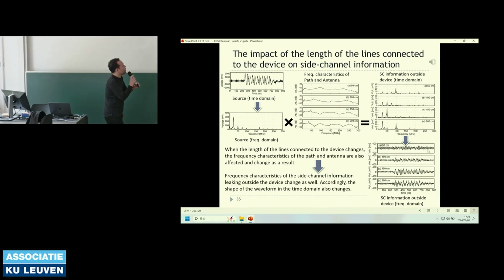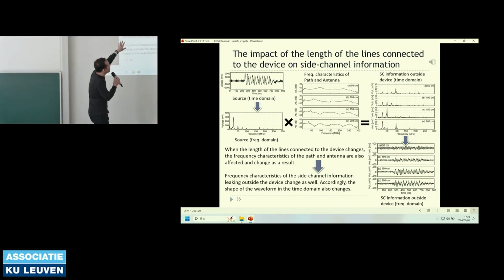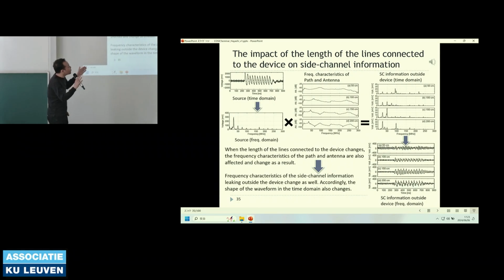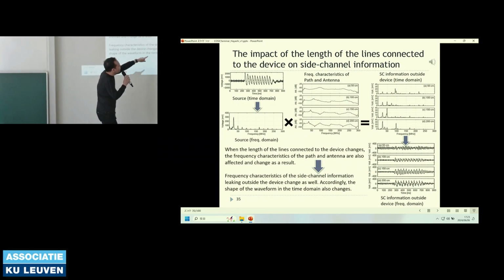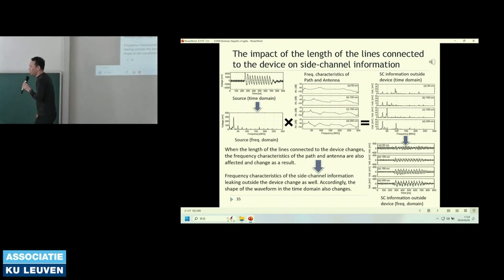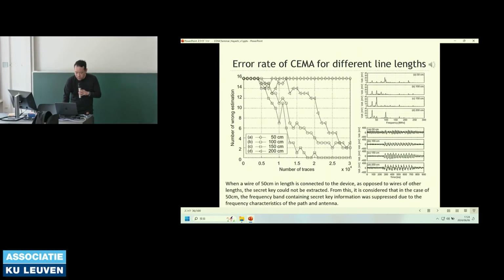Okay, in this experiment, the source is the same, but we change only the length of the attached transmission line. But finally, the time domain signal is drastically changed. How about side channel analysis? Okay, this is the result of the CEMA.